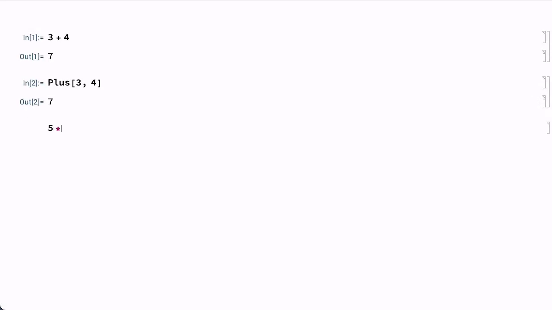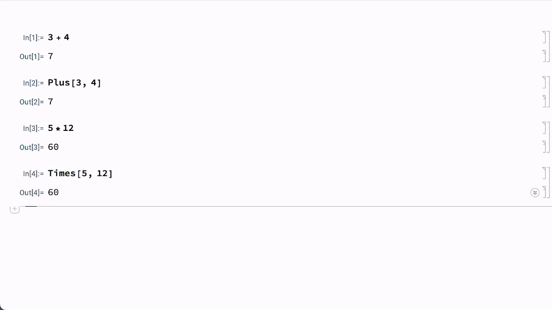The same thing happens with multiplication. The Wolfram language sees that input as a function called times, which is the function that does multiplication. So like the plus sign, the asterisk is really just part of a convenient special notation for entering the times function.